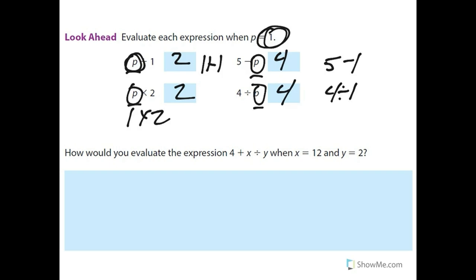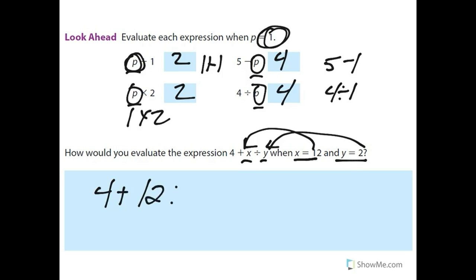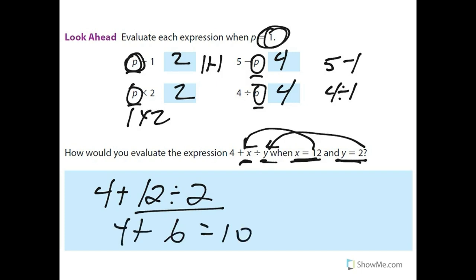Alright, how would you evaluate the expression 4 plus x divided by y when x equals 12 and y equals 2? So we're going to put 12 with x and 2 with y. So 4 plus 12 divided by 2. See, we've replaced x with 12 and y with 2. Well, order of operations tells us division comes first. And that's how you would do it.